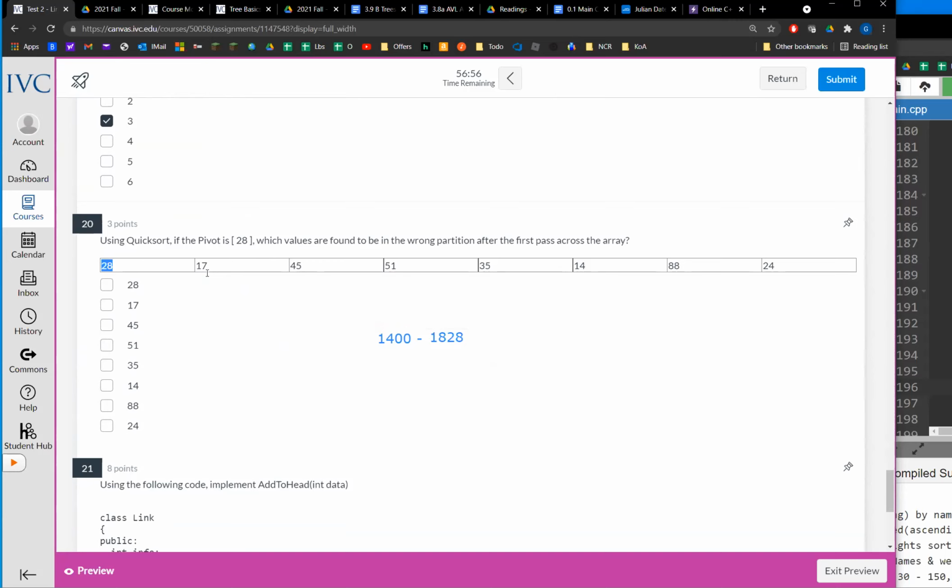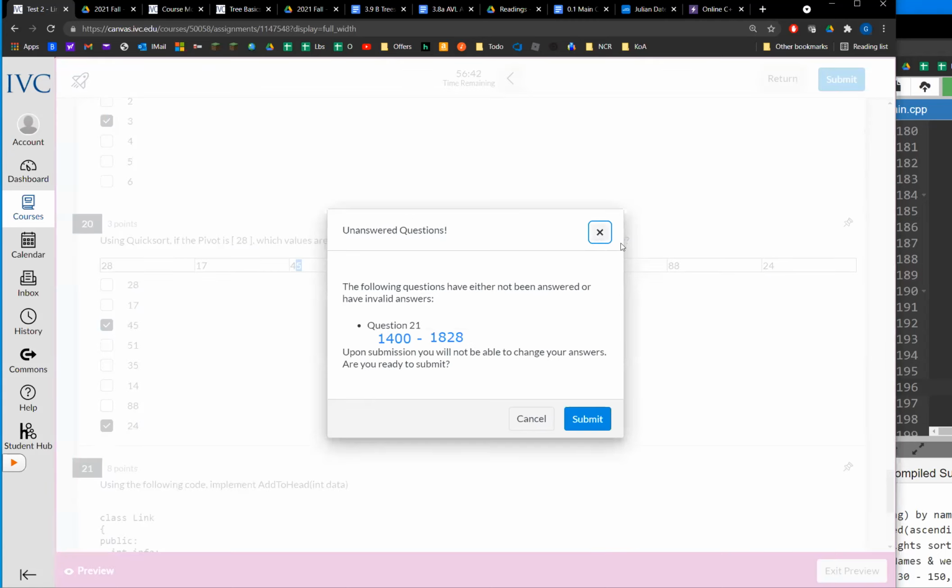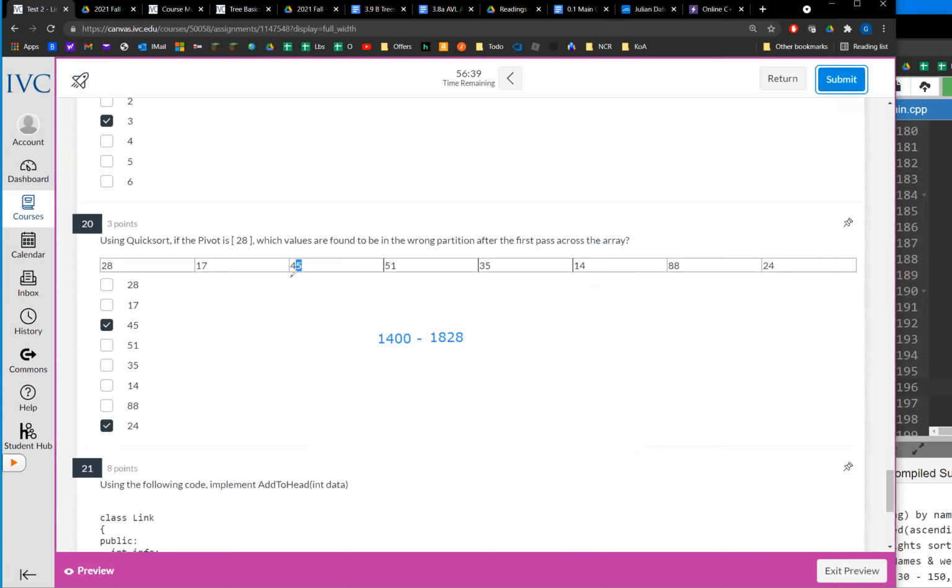All right, pivot is 28. So 17 is good. 45 is out of place, so that will swap. 24 is not good, so that will swap. All right, so 24 is over here now. 45 is over here now. So we go back to this side, we find 51 is out of place. Jump to 88, that's good. Jump to 14, that's not good. 14's out of place. So those will swap, 14 and 51.